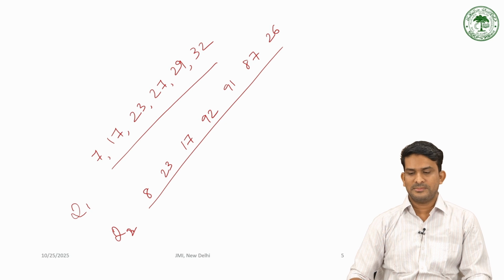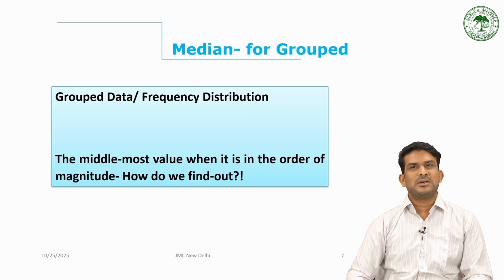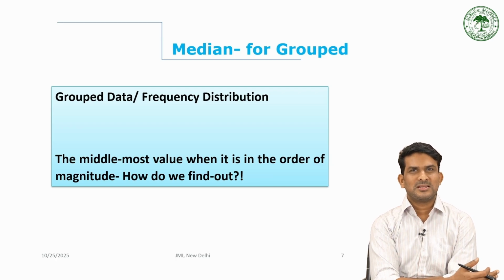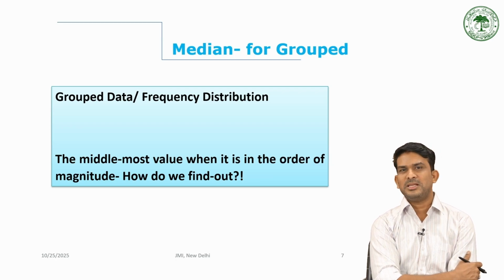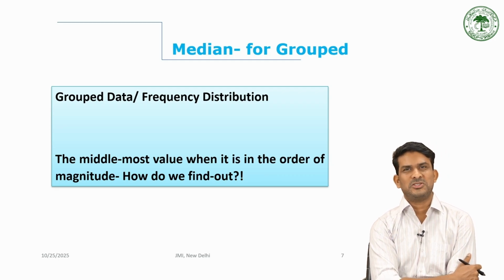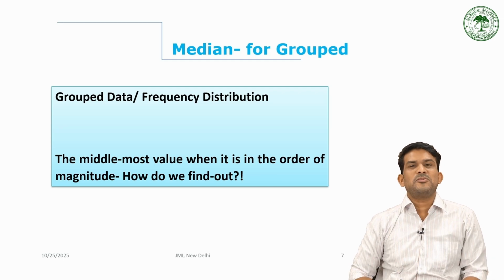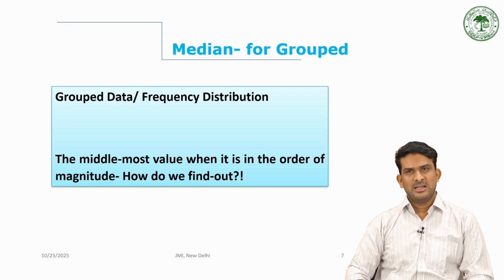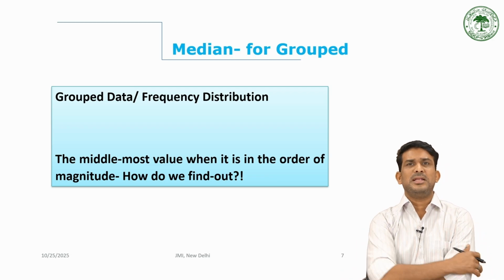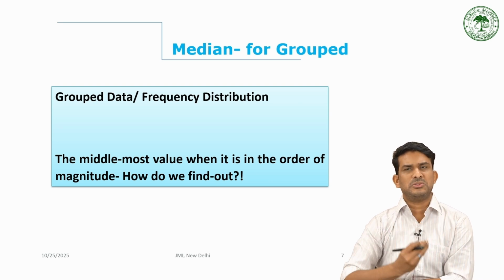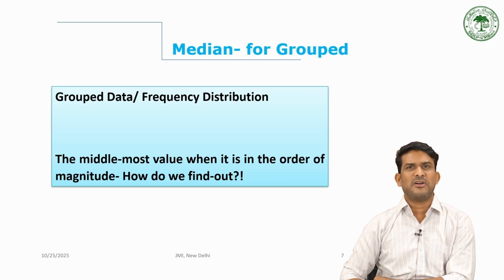It's very simple, right? Now, let us come to the median for group data. While we discussed arithmetic mean, we saw what group data is. Group data is also called a frequency distribution. The middlemost value when in order of magnitude is the median. But for group data, how do we find the median? How do we find the order of magnitude and the middlemost value?